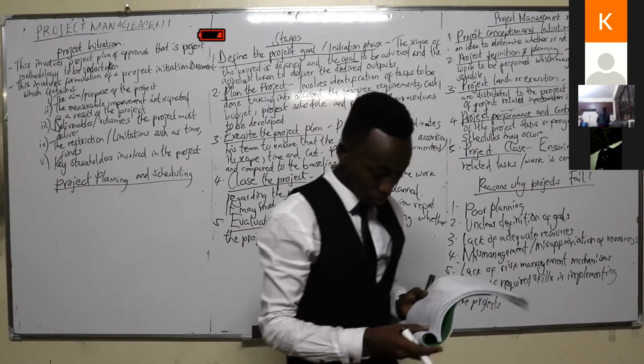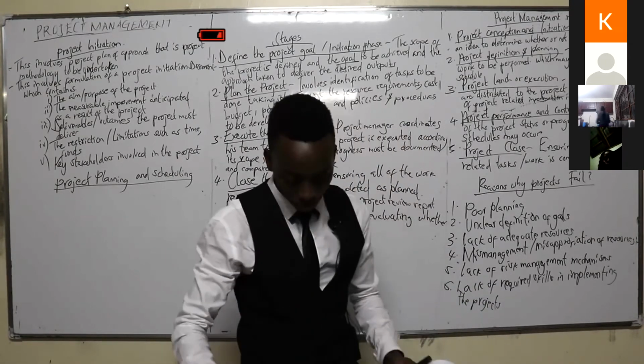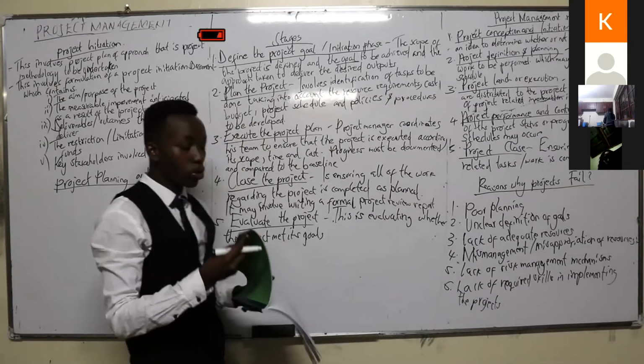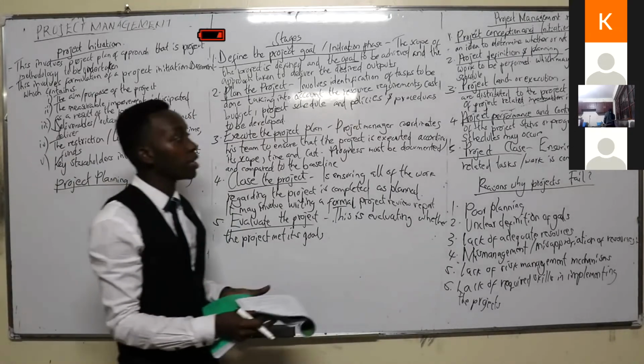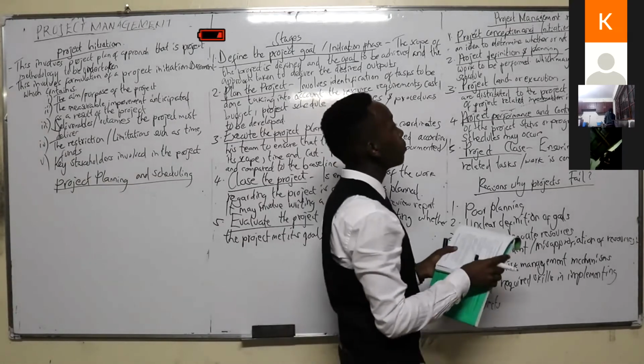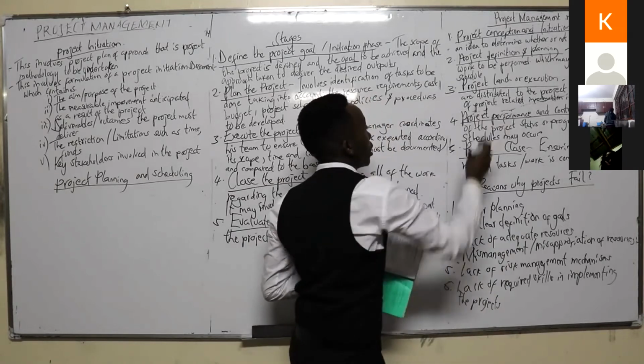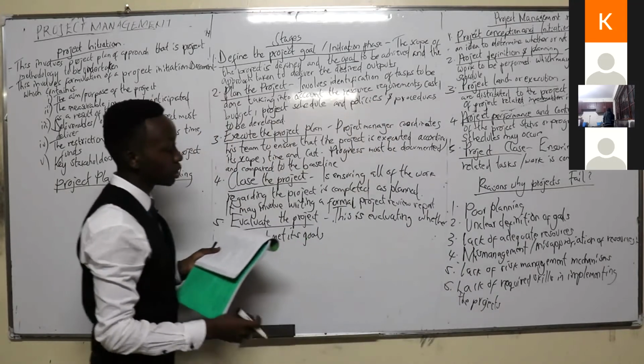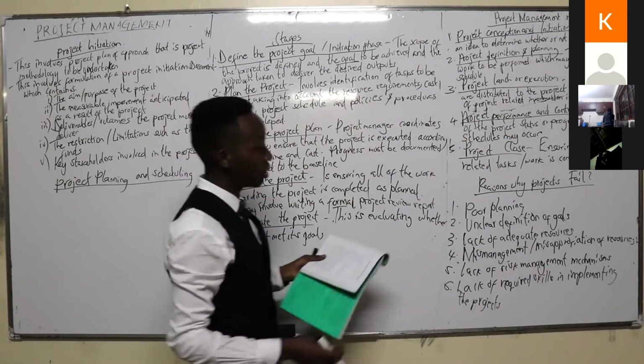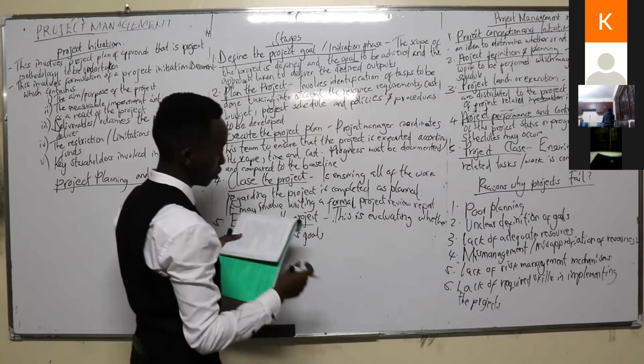Project planning and scheduling. So when we talk about project planning, this involves coming up with a plan of the related objectives that you hope to achieve and identifying the deliverables and making a schedule for the same.